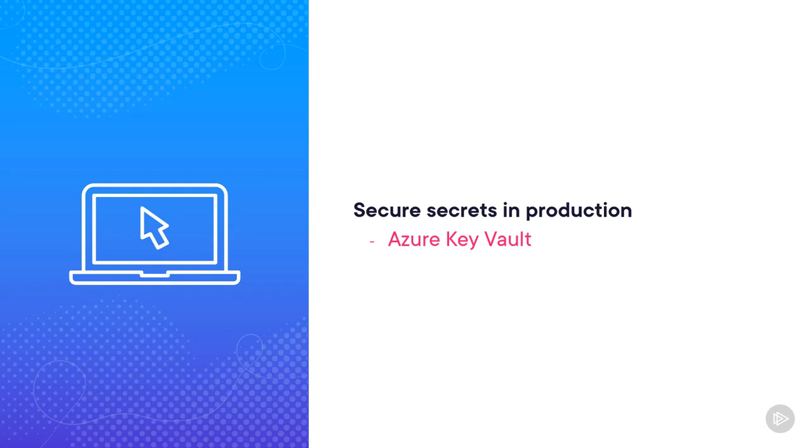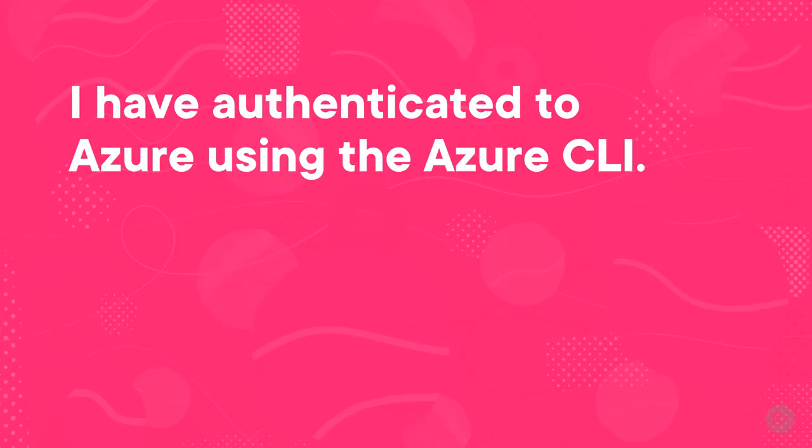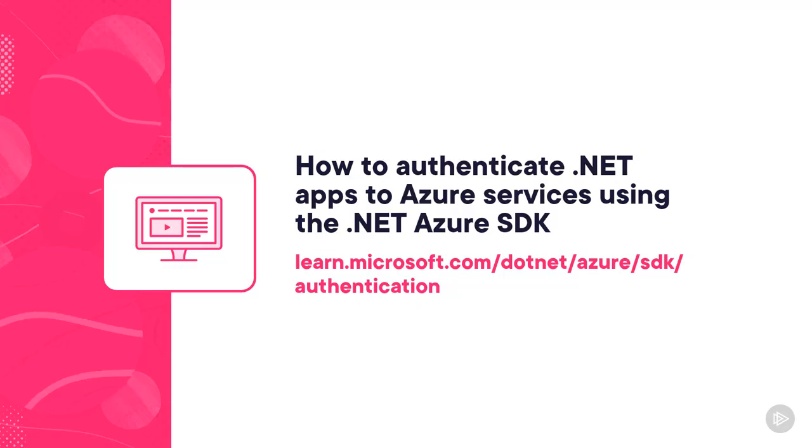So far, we've learned that sensitive configuration information should be protected. In this demo, we'll look at how to securely define and load sensitive information in production using a service called Azure Key Vault. For the purpose of this demo, I'll be applying my configuration during development, having already authenticated to Azure using the Azure CLI.